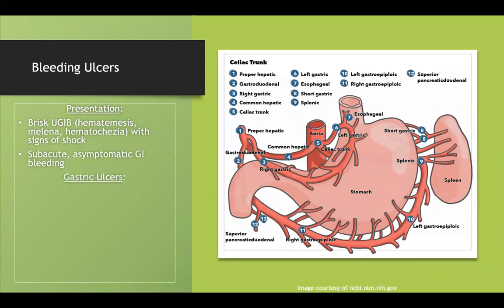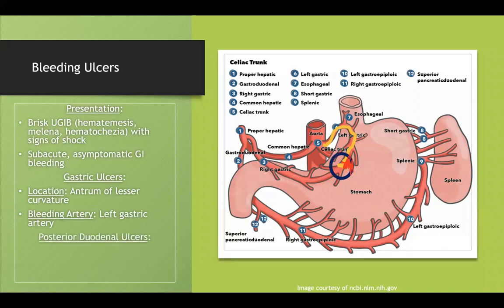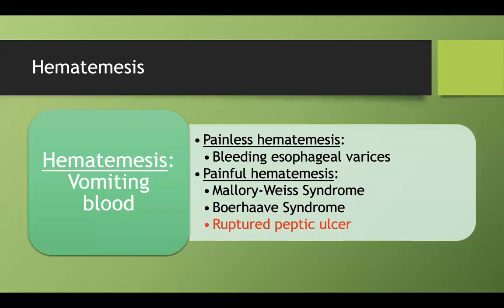And so gastric ulcers, they're going to be at the lesser curvature through the left gastric artery. So I already showed you this left gastric artery, the same artery that's affected in Mallory-Weiss syndrome. You can get an ulcer right here that starts bleeding off of that artery. And then posterior duodenal, we talked about the GDA, and that can cause bleeding right there.